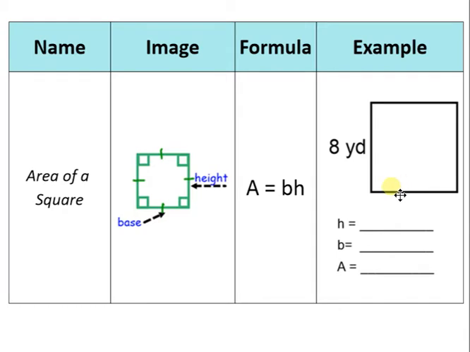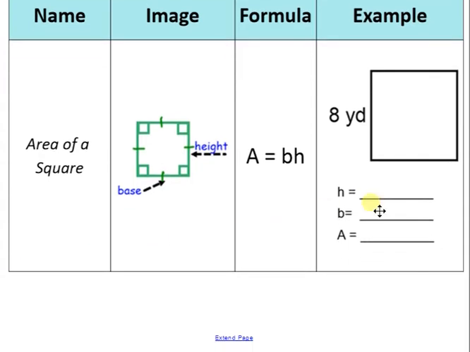Area equals base times height. As we go over here to the example, you'll notice that I only labeled one side of the square, and that's because that's all that's needed, because all the sides of the square are the same. So you only need that one piece of information in order to solve the problem. So our height here is 8 yards, but you also know that that's our base, 8 yards, because all of the sides of the square are the same.